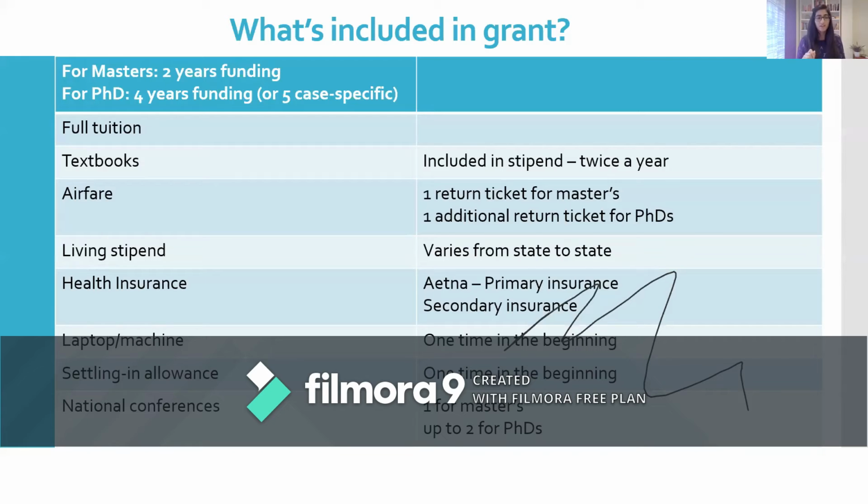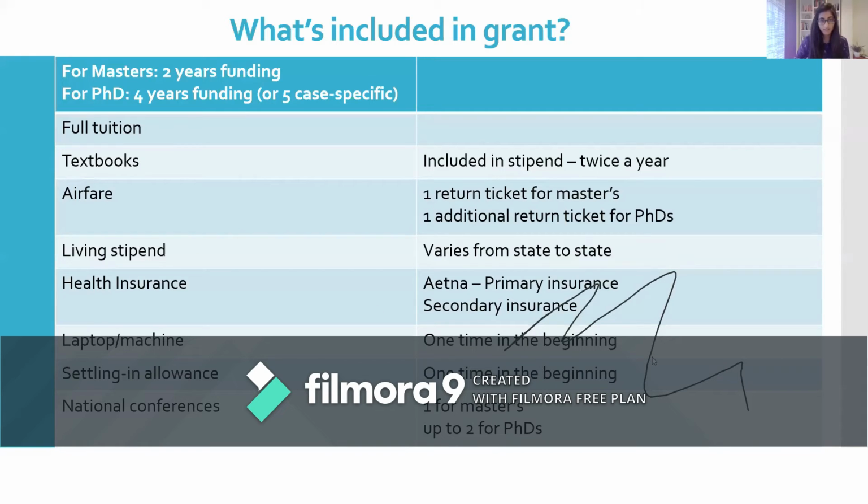Now, the good part is once you're doing research for master's or for PhD, you can apply for national conferences, and Fulbright can cover 1 conference for master's and up to 2 for PhD, which means within the US, if you have to go and present somewhere else, you can ask for the travel grant and provide them all the documents, and they would cover the travel cost.